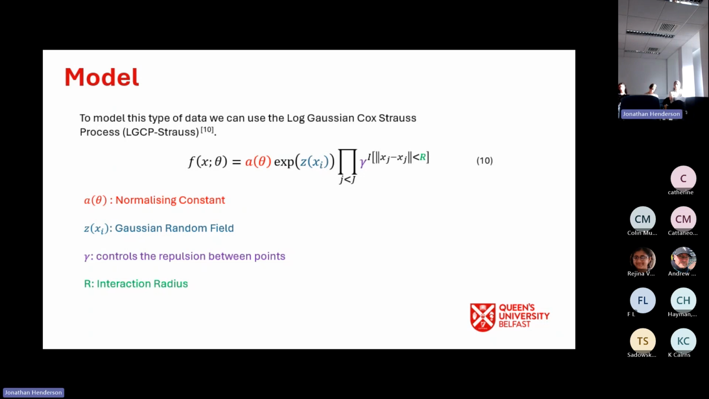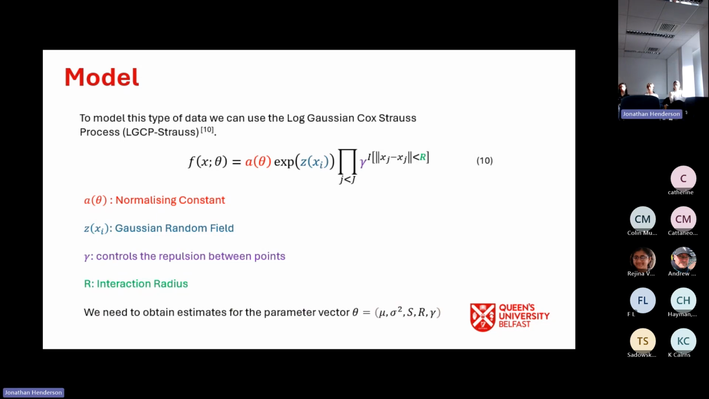But then we also have a repulsion that we need to account for. So our cells will have physical size, and as well there will also be an attraction between different veins and everything in the pattern. So this is where our gamma and our R are estimating really. And then we have a normalization constant as well.